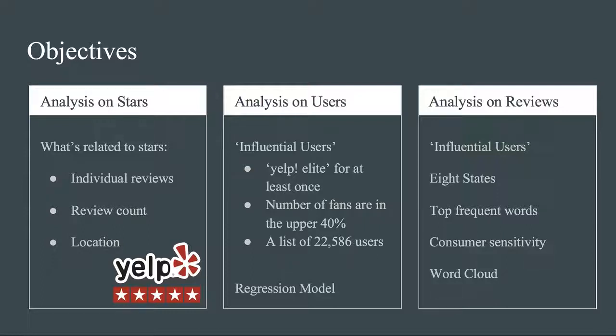Part 2, Users. We identified influential users who may influence the general public's attitude, and built a model to find out what may impact a user's average review given to businesses. We define influential users as those who are Yelp elite at least once and whose number of fans are in the upper 40% percentile, which resulted in a list of 22,586 users.